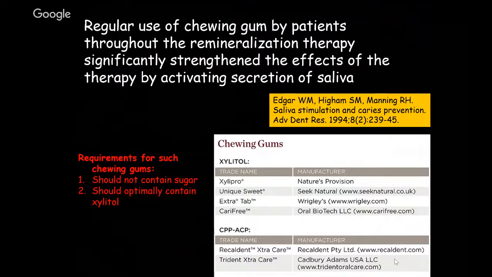Good life hack. If you provide remineralization syrup to the patient, I recommend regular use of chewing gum by the patient throughout the remineralization therapy. It significantly strengthens the effects of the therapy by activating secretion of saliva. And there are two points: we recommend that the chewing gum not contain sugar, and optimally that it contain xylitol.